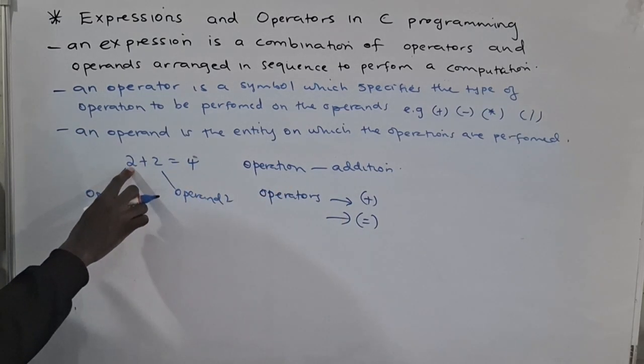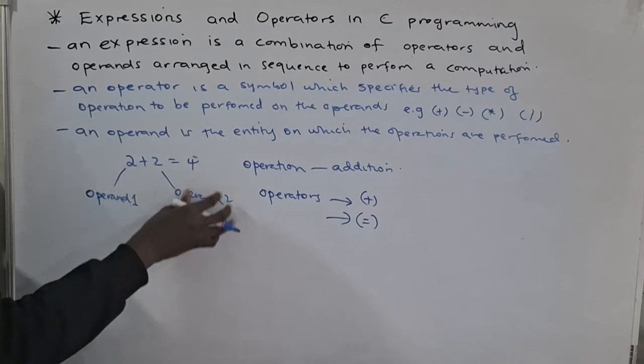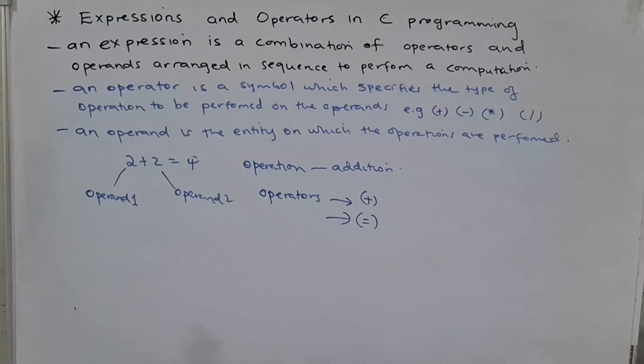What about these 2? This is an operand, and this is also another operand. This is the final answer now, the sum. Is this clear?